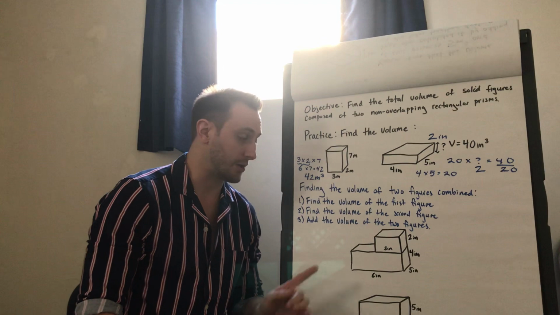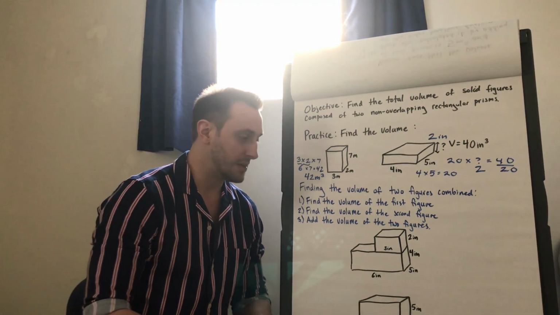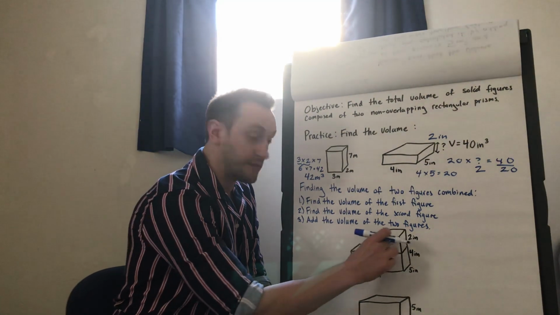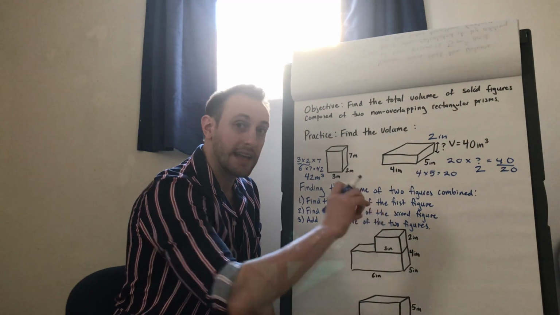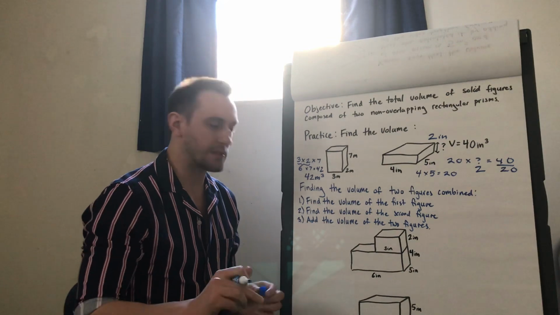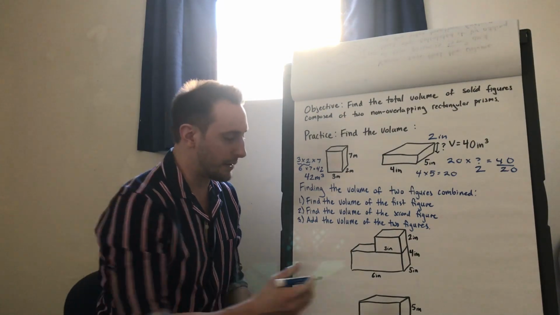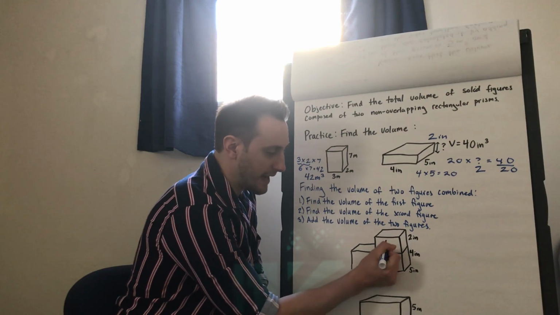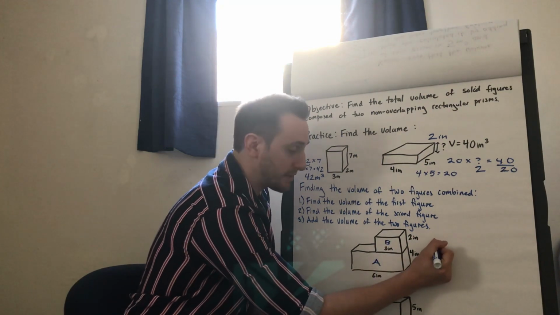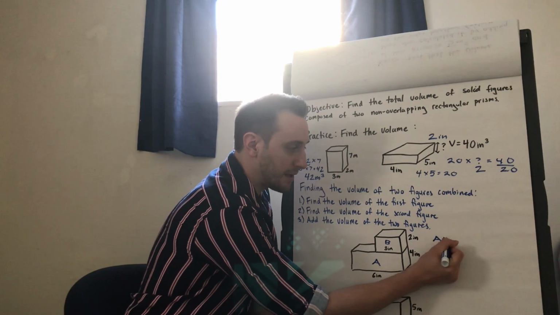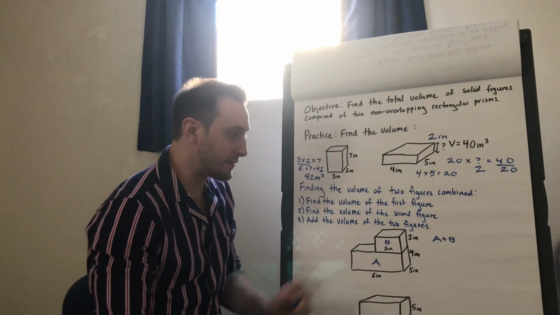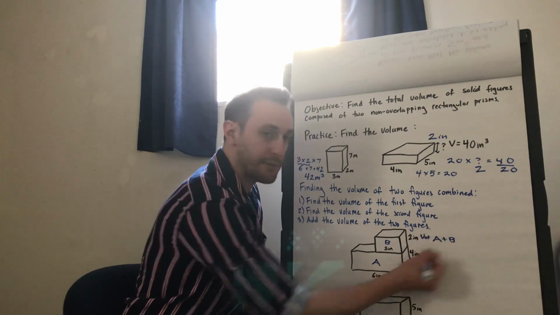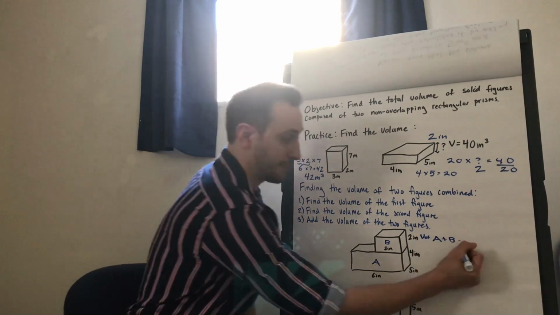So let's do this together. We're going to do this one and this one. Okay? So what I want to do is I want to find the volume of this, and I want to find the volume of this, and I want to add them. So the first thing that I want to do is I want to label my two figures. So I'm going to label this guy A, and I'm going to label this guy B. So at the very end, what I'm essentially doing is A plus B. So the volume of A plus B, and that's going to be my answer.